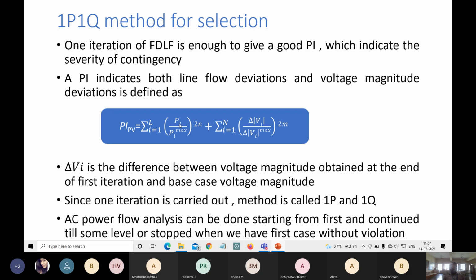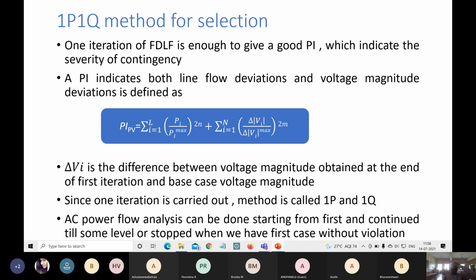Here PL gives you the power flow in a particular line, and the maximum withstanding capacity of that line is given by PL max. Delta Vi gives you the change in the voltage, and delta Vi max gives you the maximum deviation that is tolerable in the voltage. So all three equations look similar. Nothing more to it. This is one more method.